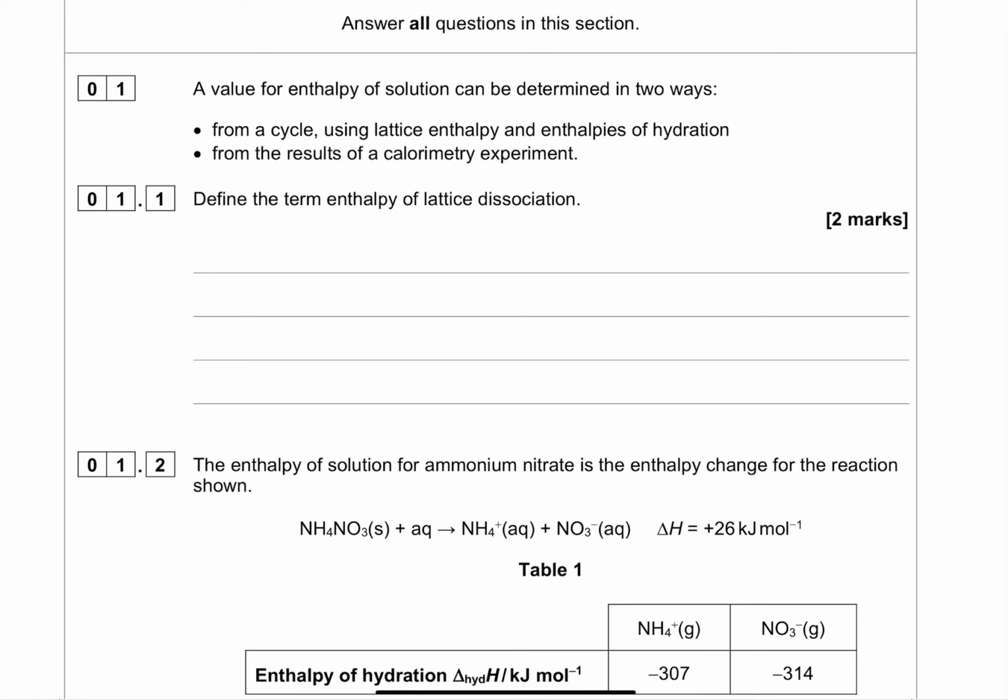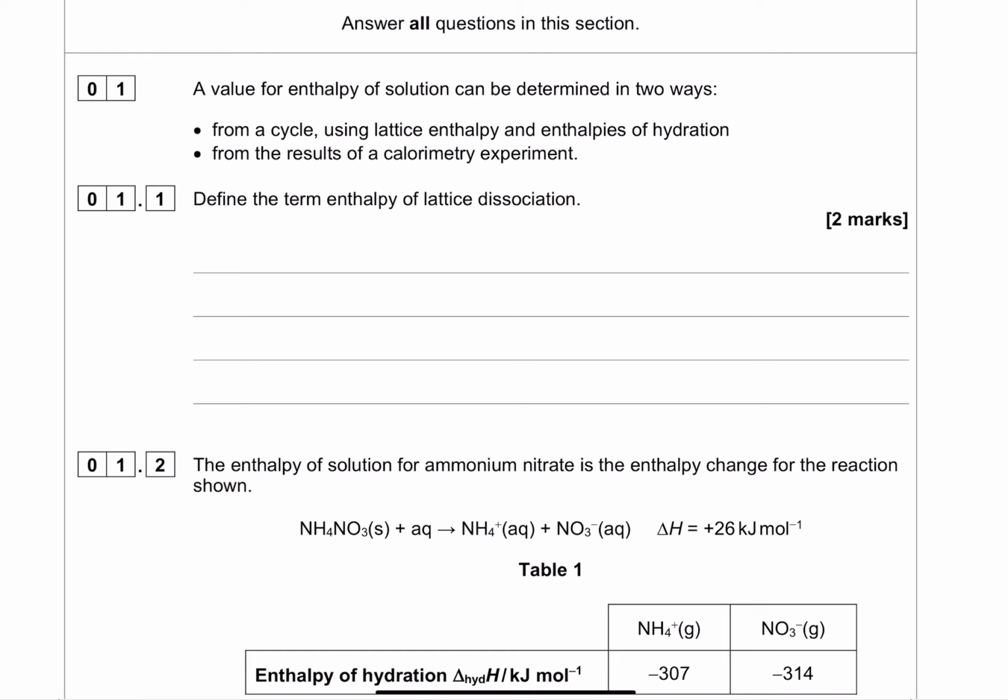A value for enthalpy of solution can be determined in two ways: from a cycle using lattice enthalpy and enthalpies of hydration, or from the results of a calorimetry experiment. Define the term lattice enthalpy of dissociation.